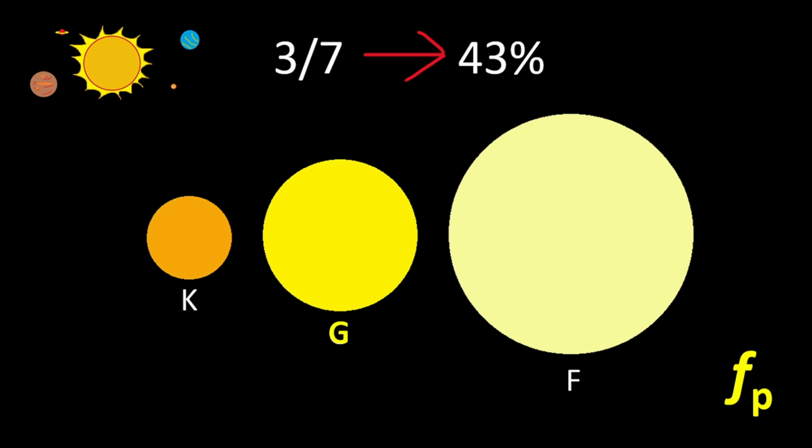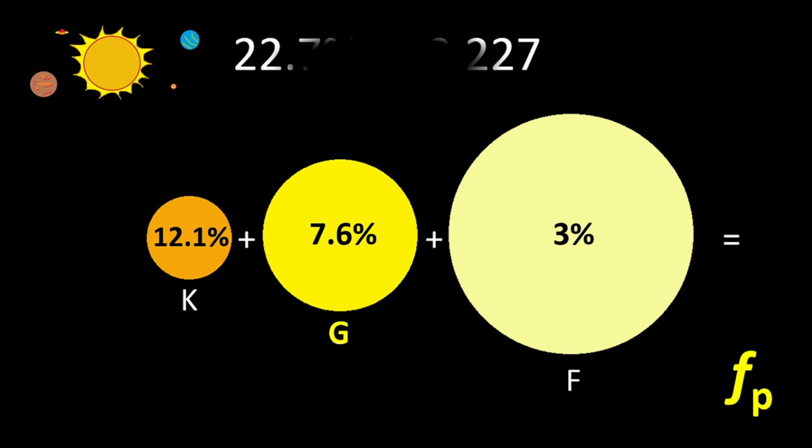The issue with this estimate is that star classes do not contribute equally to the total quantity of stars. F-class stars make up 3% of all stars, with G-class making up 7.6% and K-class stars making up 12.1%. If we add these 3 percentages up, we get 22.7%, or 0.227 of the fraction of planets with stars.